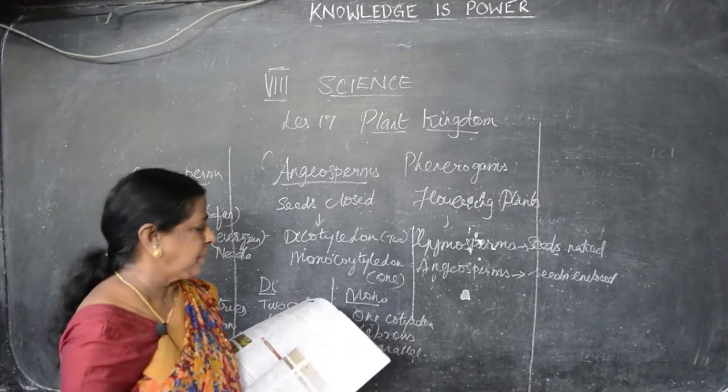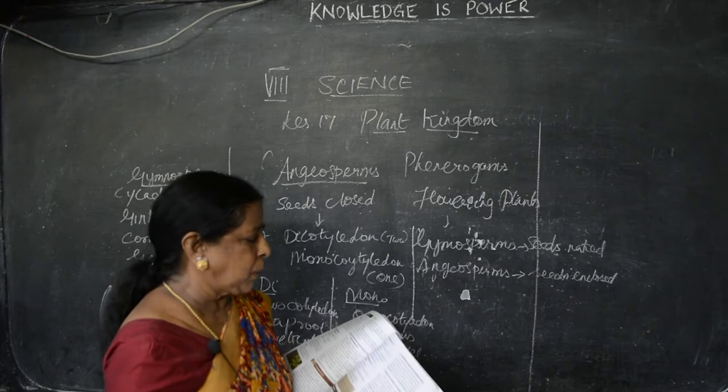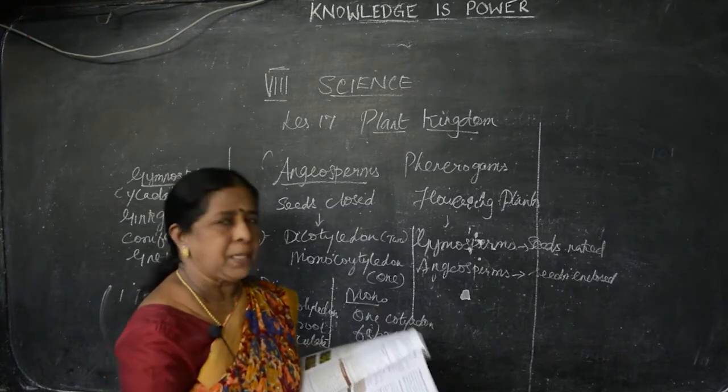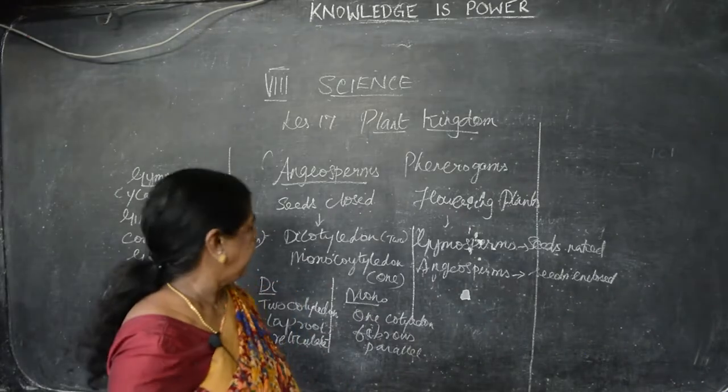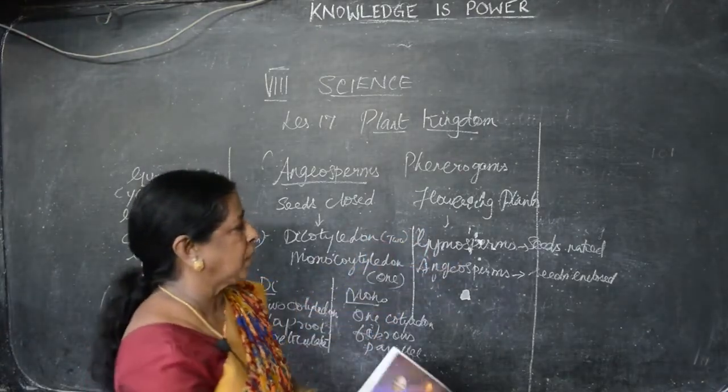Then pollination. We can separate flowers into tetramerous or pentamerous. Tetra means what? 4. Penta means 5. That is cotyledon, the leaves. That is, for a plant, what are the parts we have seen?